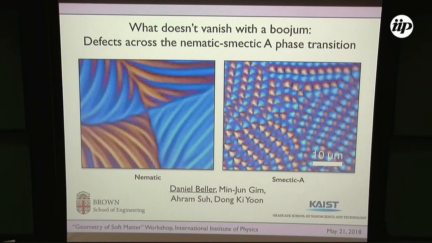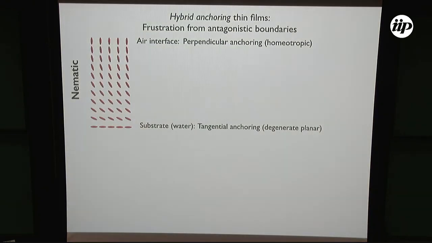So all the experimental results I'll show are from the lab of Dong Ki-yoon, done by the students Minjun Kim and Aram Se. They're at KAIST in Korea. I'm from Brown University. And the basic setup here, what's producing all these interesting textures in these liquid crystals, is that they're confined in thin films, a couple microns, with antagonistic boundary conditions, so-called hybrid anchoring.